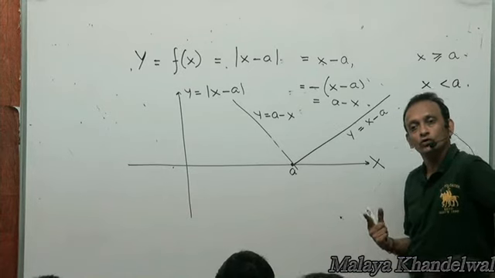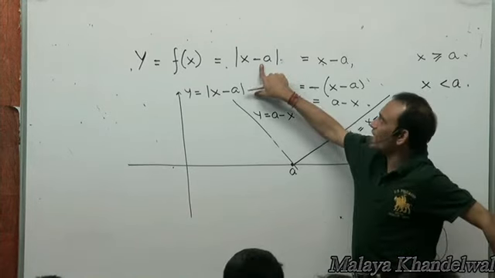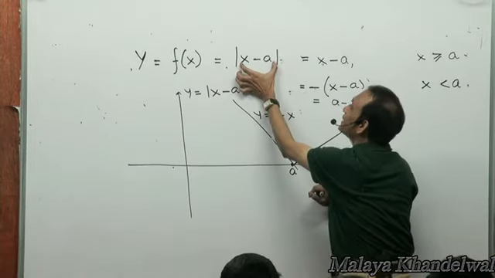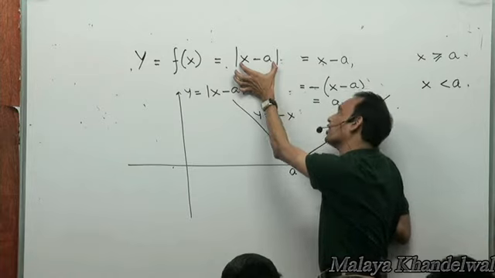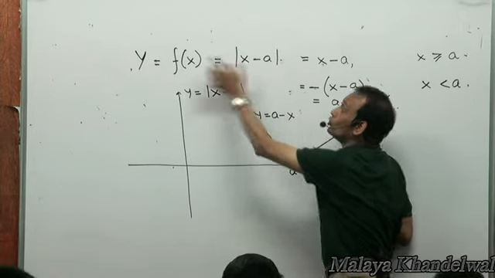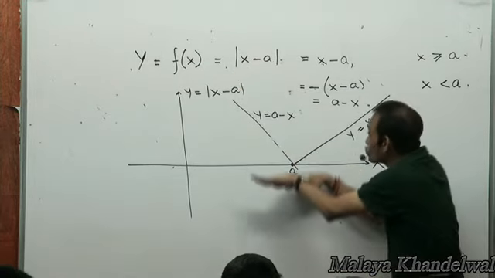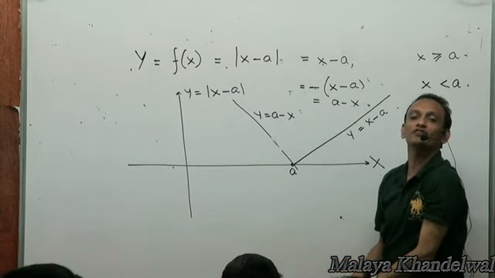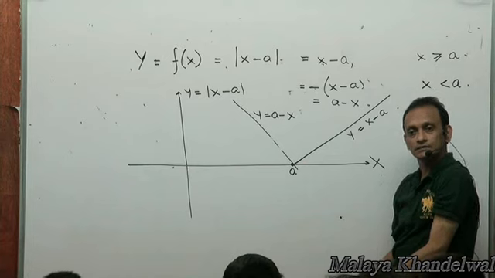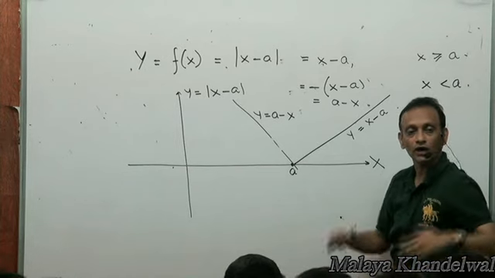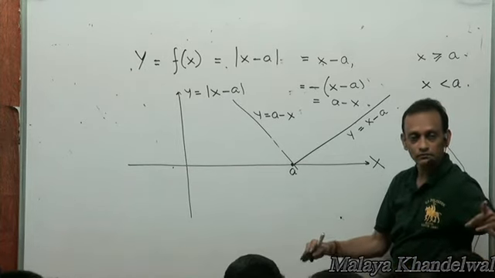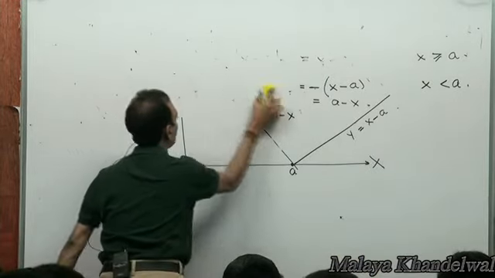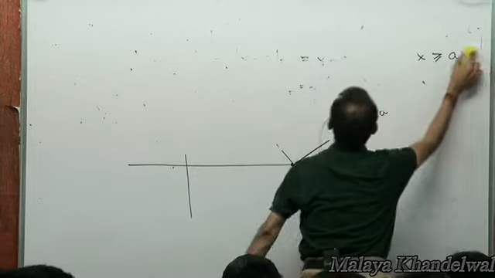Yes or no? And no part of this graph can be below the x-axis, because y, which is mod of x minus a, the output of this operation, no matter what x is, can never be negative. So y can never be negative. So no part of this graph will be below the x-axis. Yes or no? Are you all fine with this? Now, another way of looking at it.